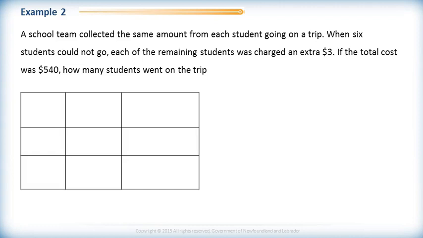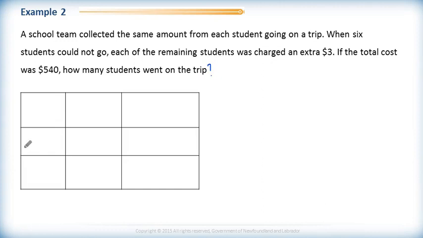In this problem, we have the concept of sharing going on. A school team collected the same amount from each student going on a trip. When 6 students could not go, each of the remaining students was charged an extra $3. If the total cost was $540, how many students went on the trip? Put in that little question mark that should have been there.